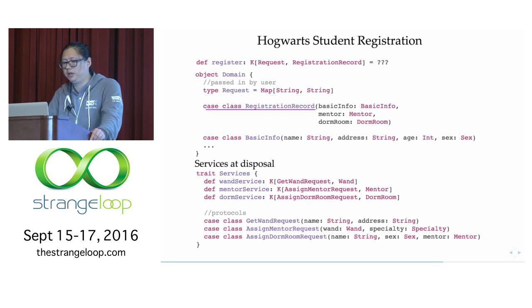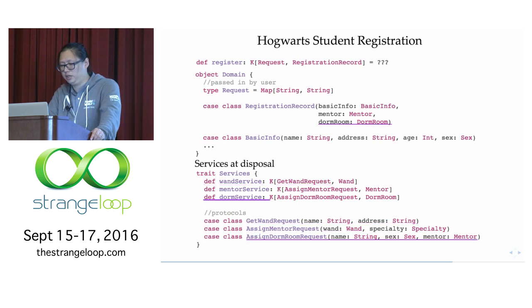Then you want to get this registration record out, which is some basic information like the name, the address, age, sex, and you need to assign this student a mentor. We use the mentor service to do that. The mentor service, as listed below, takes in an assign mentor request, right? This request needs several pieces of data. It needs a wand. You always need a wand to enter Hogwarts. The wand is provided for you, unfortunately. So we use the wand service to provide the wand, and this wand service needs a name and address.